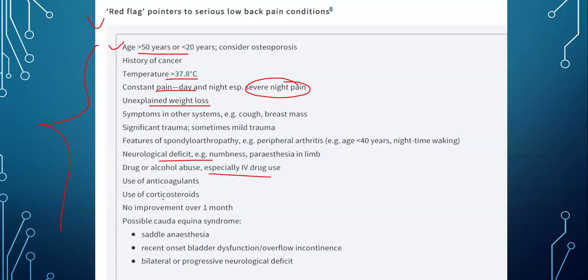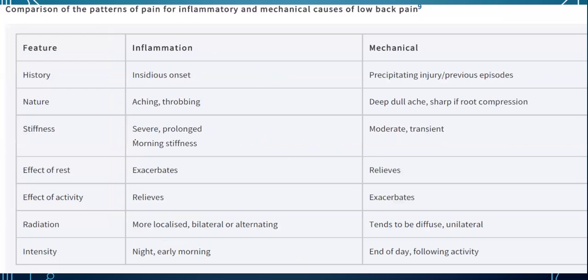Patients who are IV drug abusers, steroid users, no improvement of the pain after a month, and features of cauda equina syndrome such as incontinence and saddle anesthesia, perianal anesthesia. Those are always important red flags. Okay, so any patient who comes to you with low back pain, these are the important questions that you need to rule out. And if these are present, you need to do some imaging.